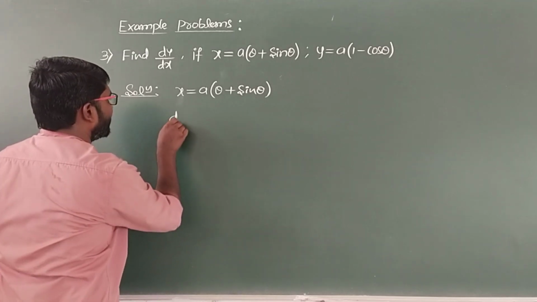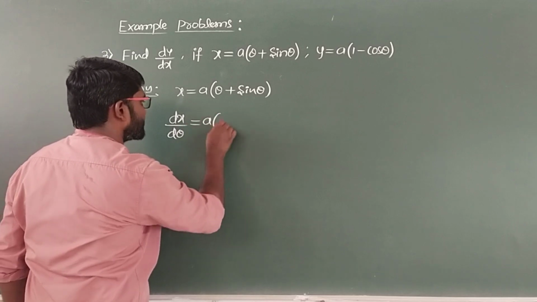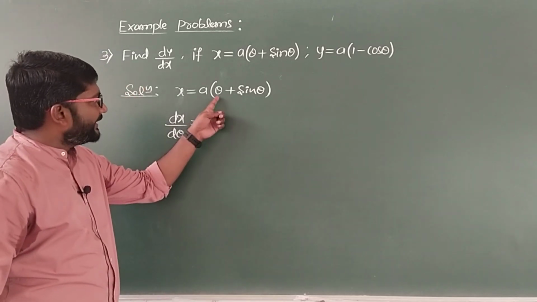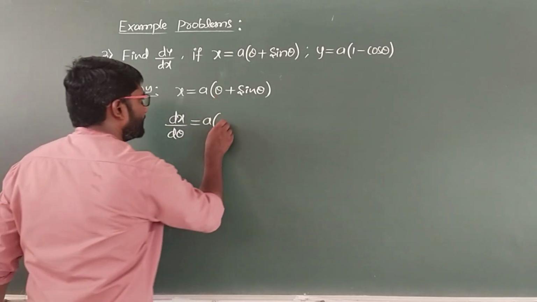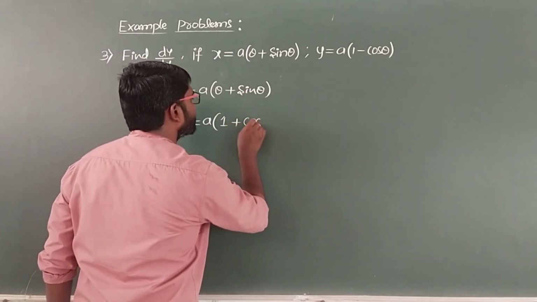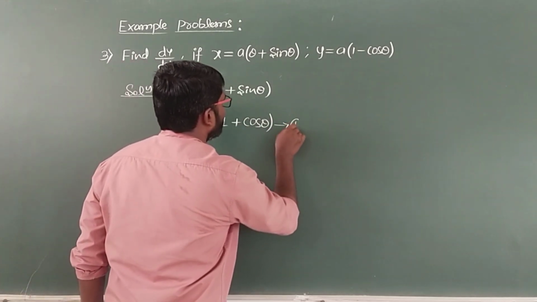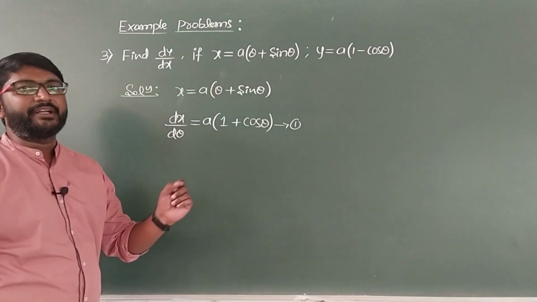So what do we get? Dx by d theta is equal to, a is a constant, I will be writing it as it is. Derivative of theta will be 1 plus derivative of sin theta will be cos theta. So call this as equation number 1. Similarly, we will have to go for dy by d theta.